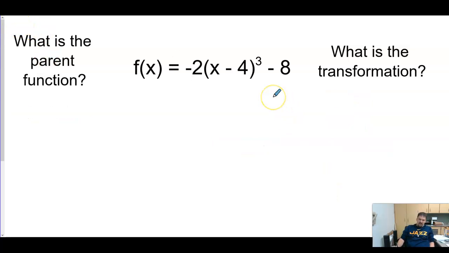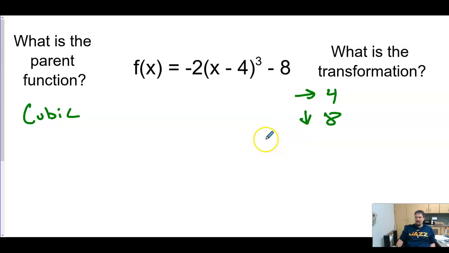Okay, now let's combine all of that. It looks like here we have a cubic function, because it's x cubed. Okay, the inside is telling me I'm going to go right 4. The outside is telling me I'm going to go down 8. The 2 says I'm going to have a vertical stretch, I'm just going to use shorthand here, of 2. And then the negative out front right there tells me that it is a flip.